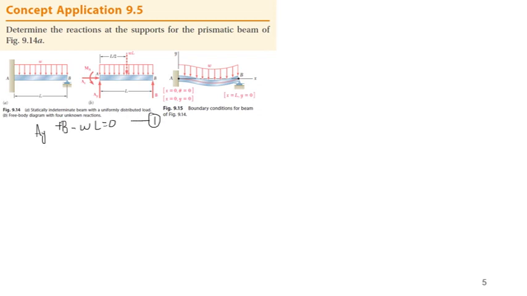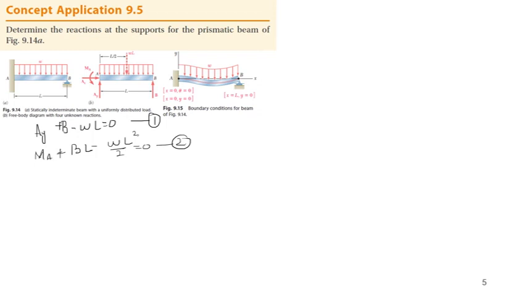So we have another equation with respect to moment. That was MA minus BL plus BL minus wL squared by 2, and this is equal to 0. This is equation number 2, and we have the equation for theta and y with a constant.